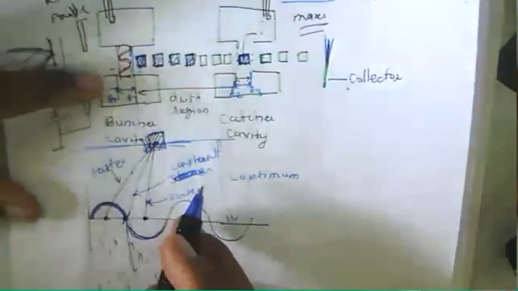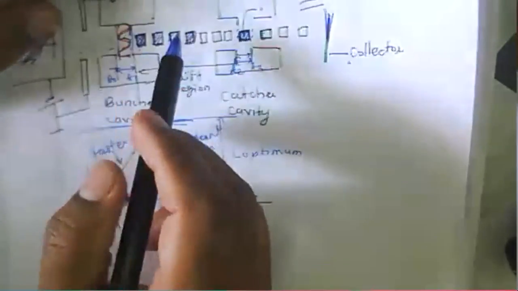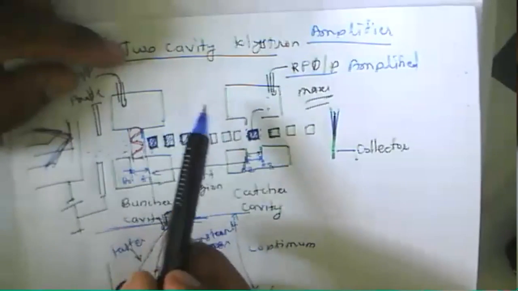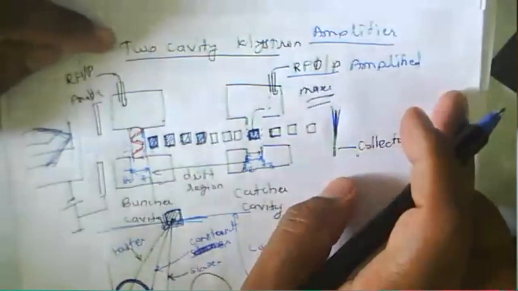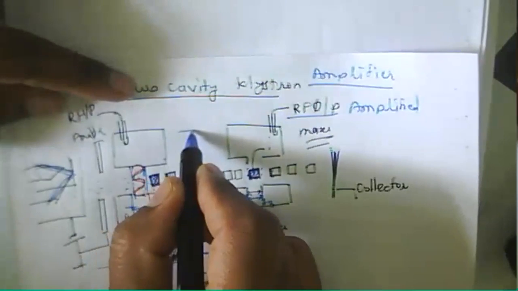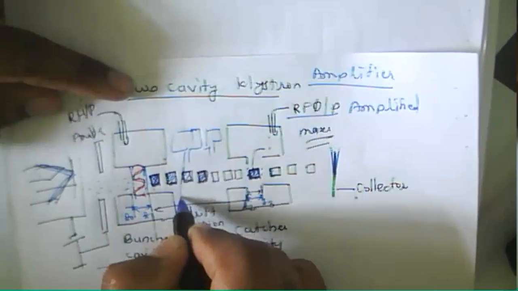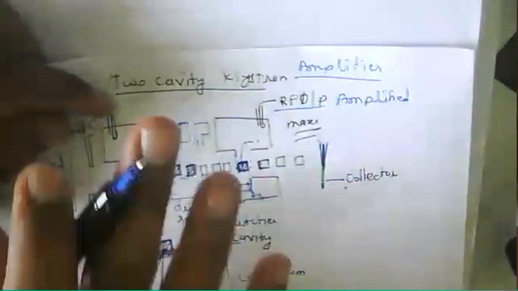Now another thing here: we can use multiple cavities instead of only two cavities. We can add multiple cavities here. And how do we add multiple cavities? We need to do one thing: add one more cavity here. So now this is called a multi-cavity klystron. We'll see the multi-cavity klystron later. We'll finish the two-cavity klystron first, and then we will go ahead with the multi-cavity klystron.